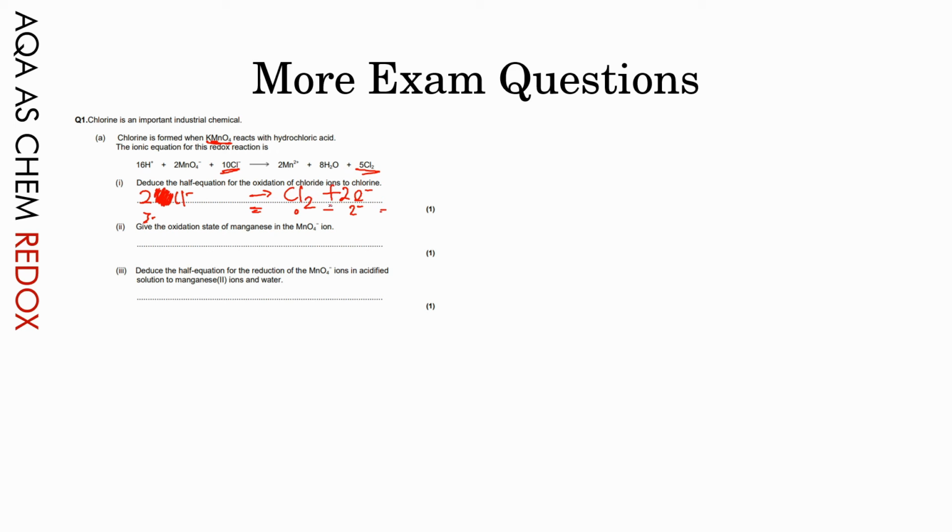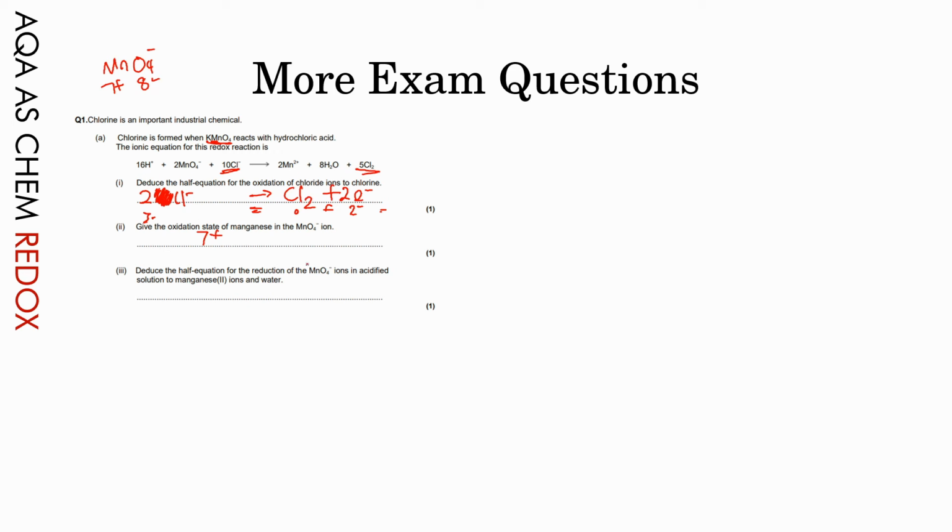So that all equals. The oxidation state of manganese in the MnO4- ion. Well, let's go to the corner. MnO4-, O is 2-, practically always, so that's 8-, and we want to make 1-, so we need 7+.